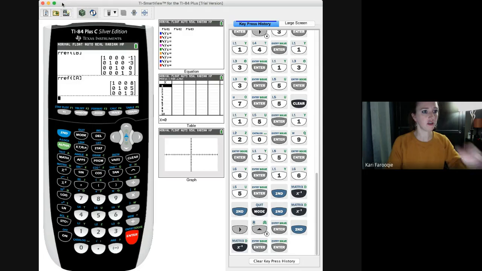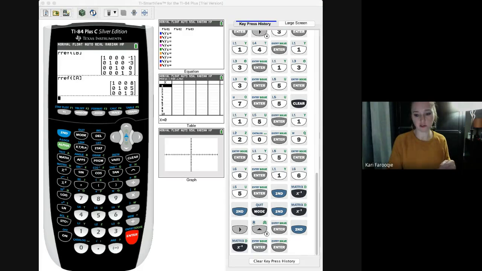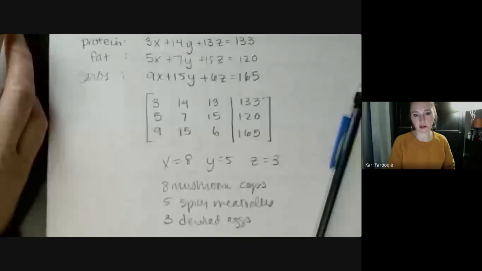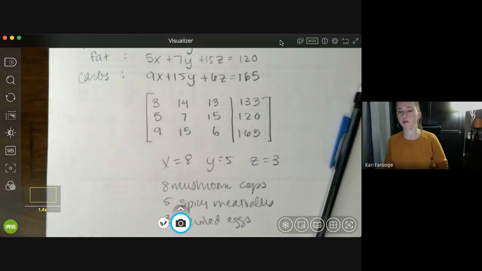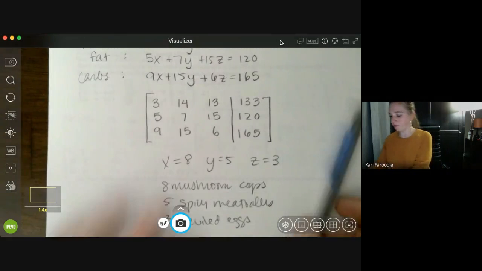Okay, so that was just another application of systems of equations. Before I get into 6.3, there's one more thing I want to do here. And that is in 6.2. I wanted to give you an example of a situation where you have more equations or more variables than equations.